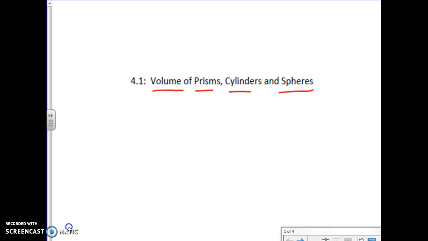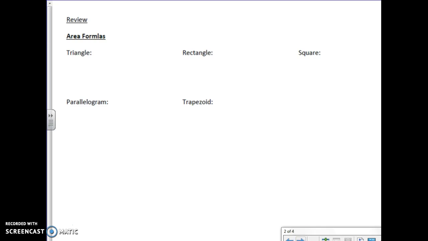Exciting topics. And one of the first things that I want to talk about, before I can get into volume, because volume a lot of times deals with the idea of area as well. So I just want to do a quick review on some basic formulas that you talked about when you were little kids, and talk about the idea of area of a triangle.